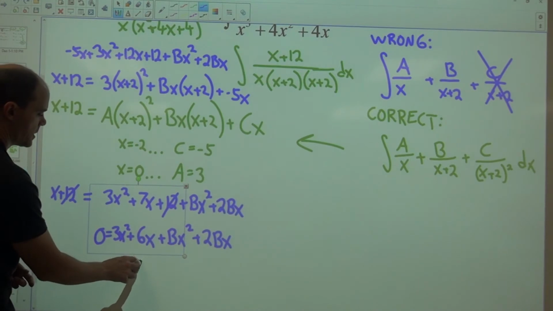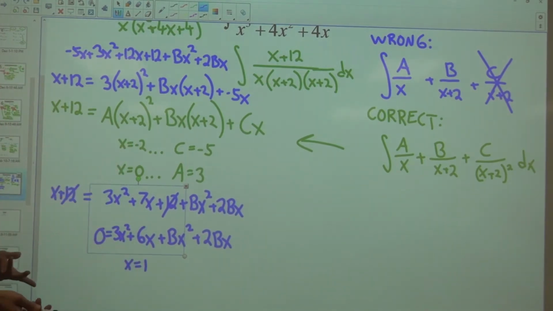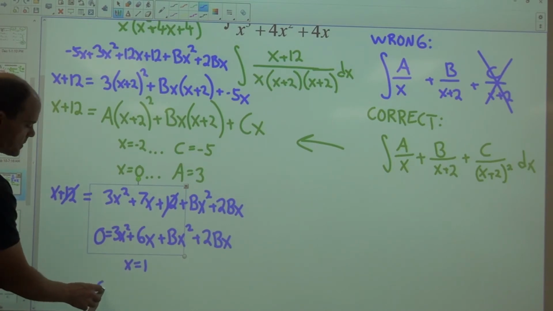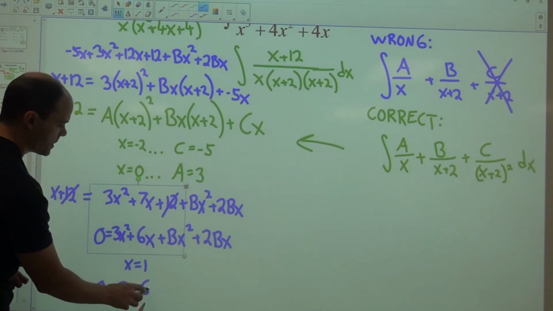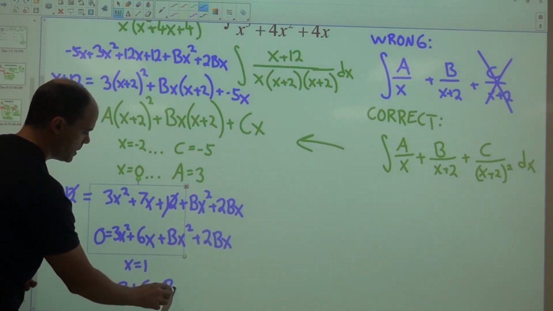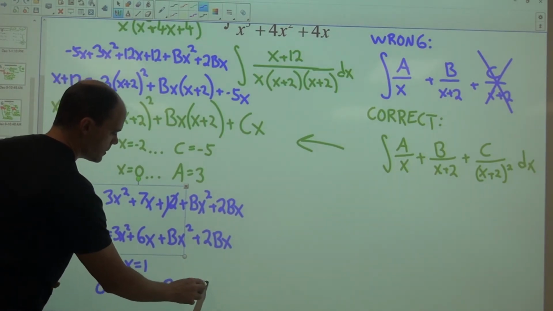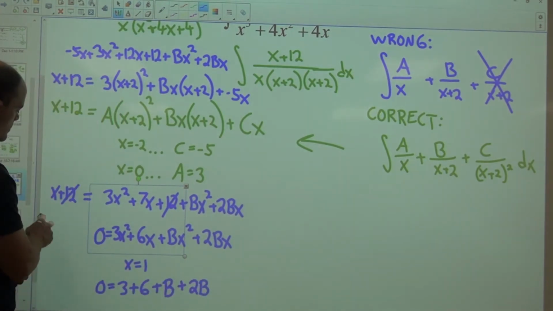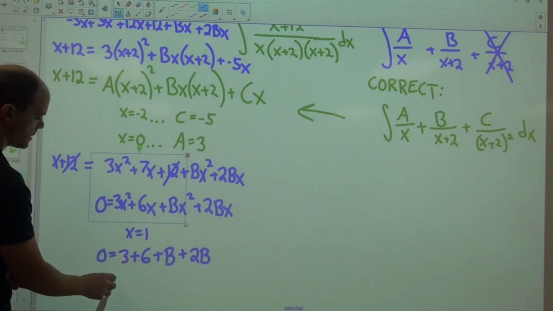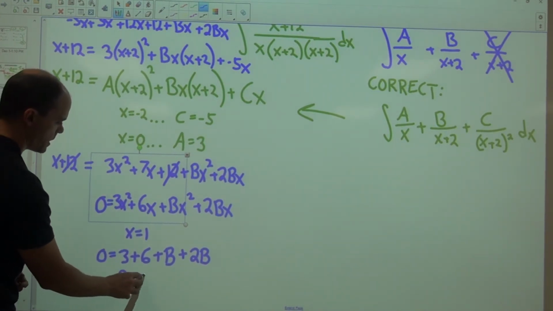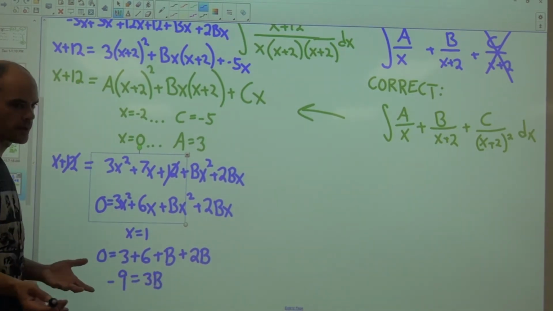And at this point, it doesn't really matter what you choose. Let's just let x equal a very simple number of 1. We've already used these 2, so I'm going to pick a different one. And we get 0 equals 3 plus 6 plus b, 1 squared is 1, plus 2b. And it looks like this is going to work out real nice. I'm going to get 9, I'll subtract it. Negative 9 equals 3b.